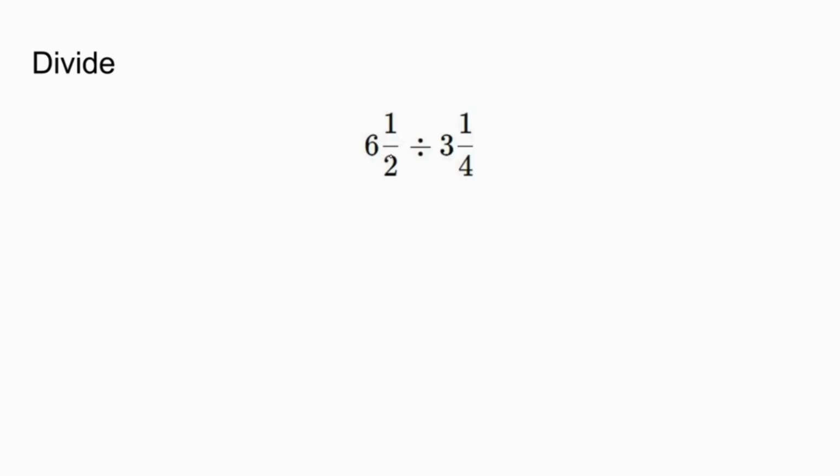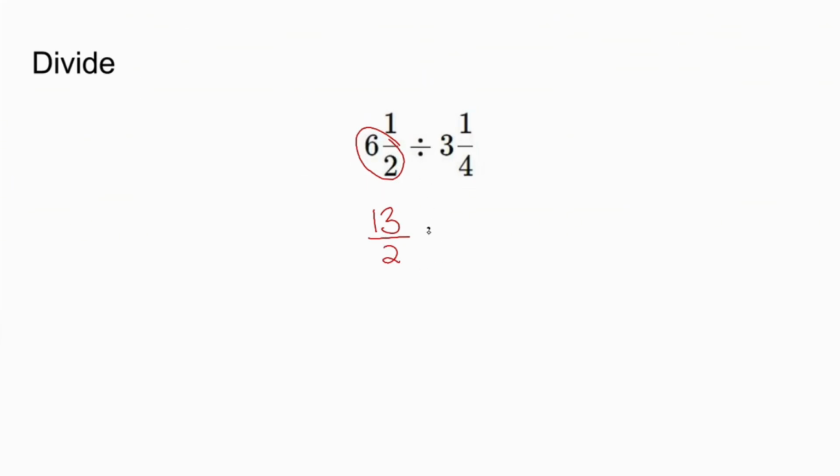Well, for 6½, take the 6 out in front and multiply it to the denominator of 2. 6 times 2 is 12. Now take that 12 and add it to the numerator. 12 plus 1 is 13. So that becomes your new numerator, and keep the denominator of 2 exactly the way it is.